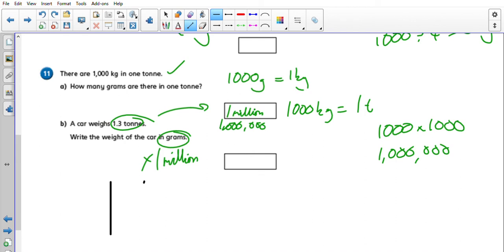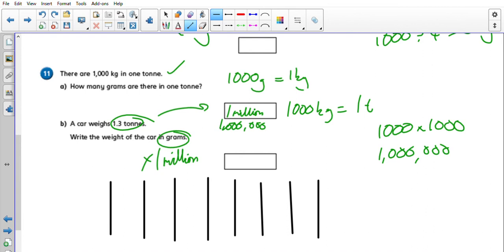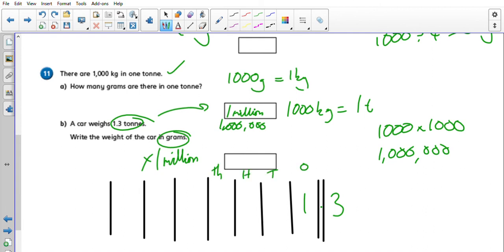Okay, to help myself out with that, I'm just going to give myself a place value grid. It's a very straightforward calculation, so you may well not need a place value grid. You may well just do this mentally. That's absolutely fine. Okay, I'm going to pop my things in here. I'm going to give myself a decimal point at the end. Okay, so I'm going to have 1.3 here, and I've got my ones, my tens, my hundreds, my thousands, my 10,000s, my 100,000s, and my millions. Okay, so I'm going to multiply it by a million. I'm going to move everything 3, 4, 5, 6 places to the left hand side.